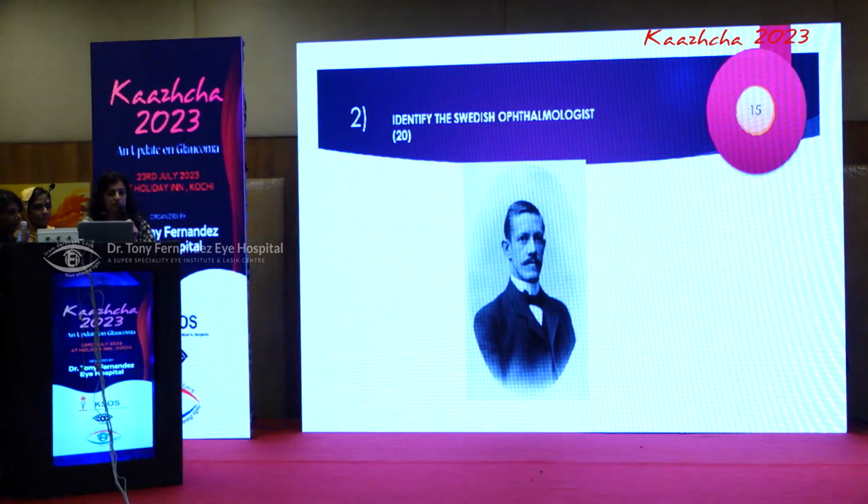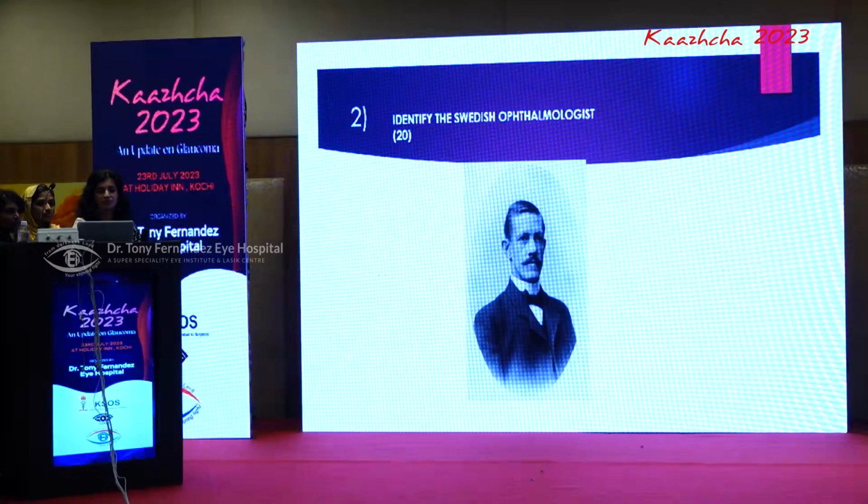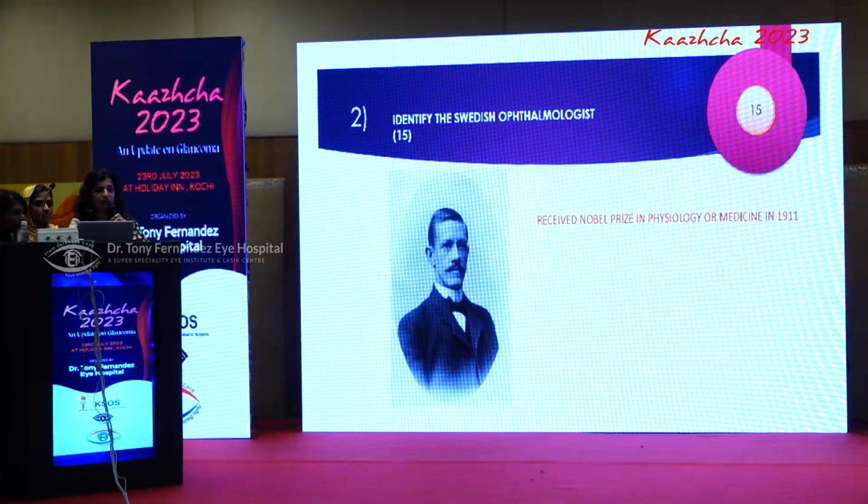Identify the Swedish ophthalmologist. Cocker. I'll give the next clue. First clue. He received the Nobel Prize in Physiology or Medicine in 1911. Gullstrand. Correct answer. Team B gets 15 points.